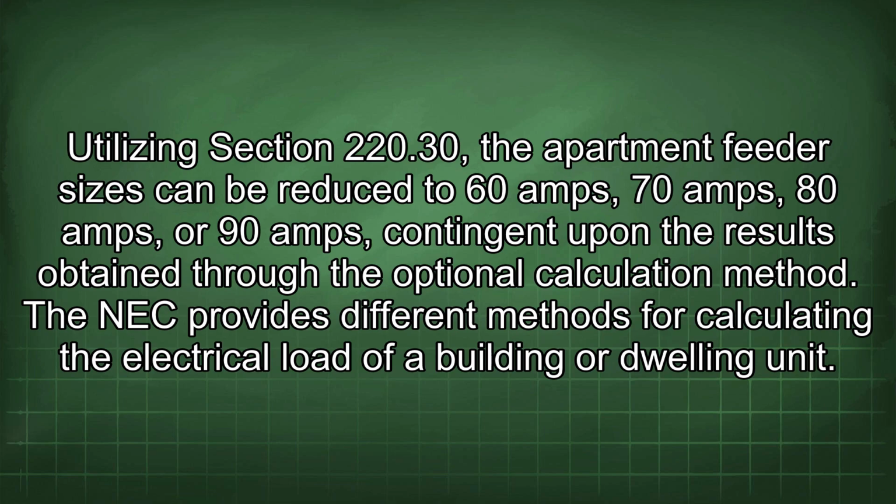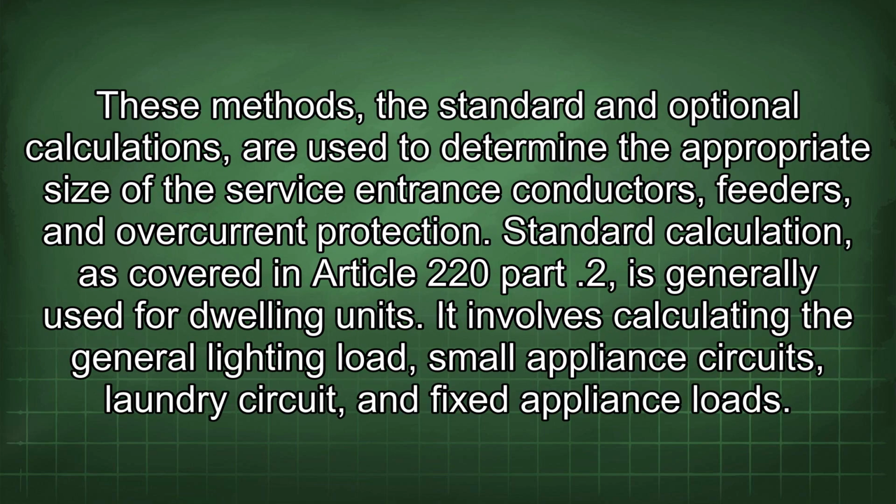The NEC provides different methods for calculating the electrical load of a building or dwelling unit. These methods, the standard and optional calculations, are used to determine the appropriate size of the service entrance conductors, feeders, and overcurrent protection. Standard calculation, as covered in Article 220 Part 2, is generally used for dwelling units. It involves calculating the general lighting load, small appliance circuits, laundry circuit, and fixed appliance loads.